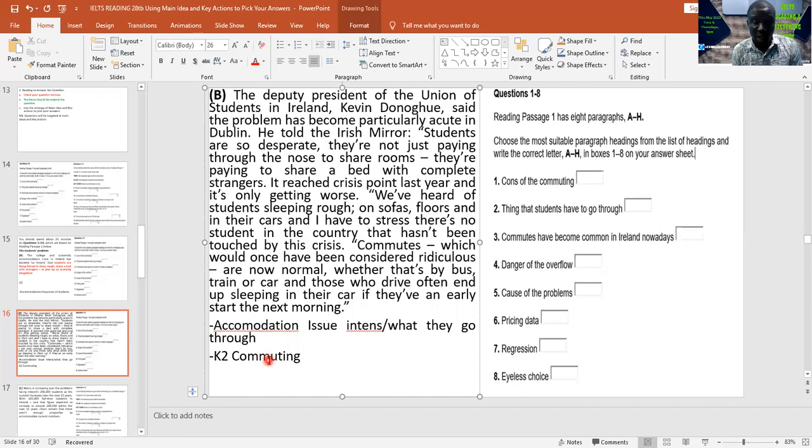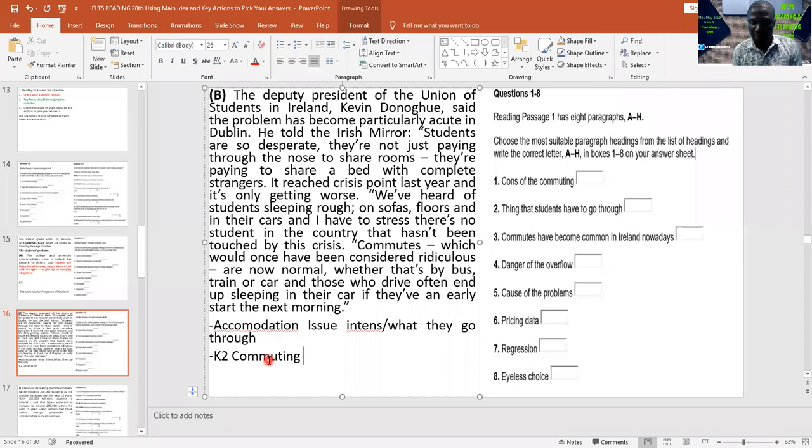Okay, commuting is now normal, either by bus, train, the means of commuting. And if I often end up sleeping in the car, okay, if they have an early start the next morning. Okay, commuting, common. Yeah, this one is talking about commuting.